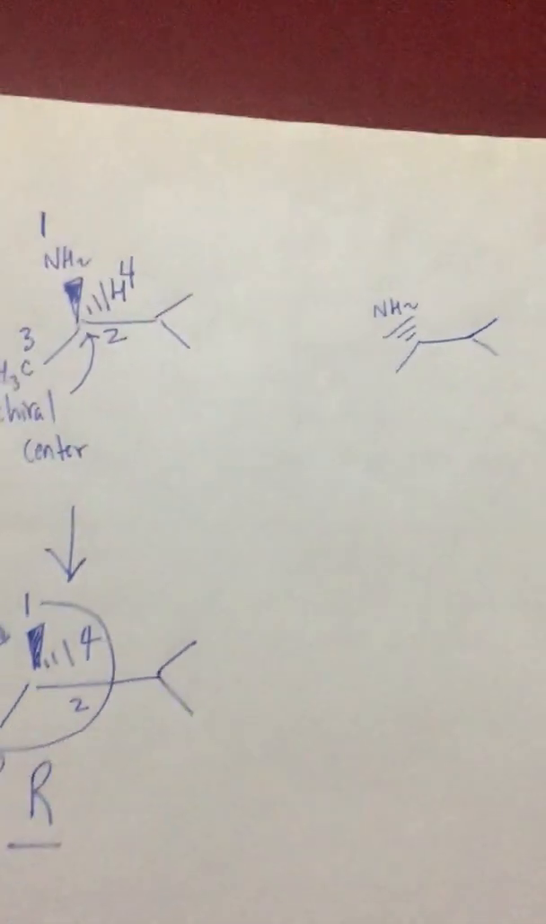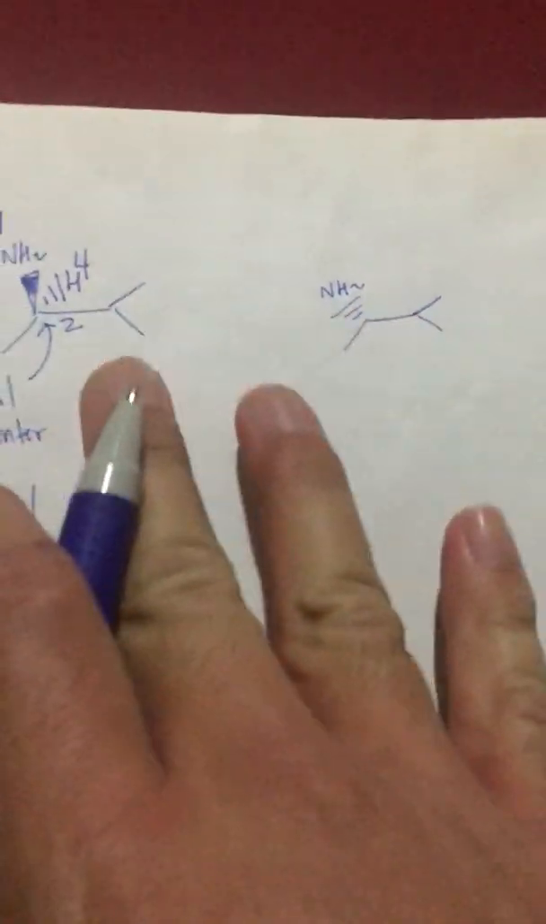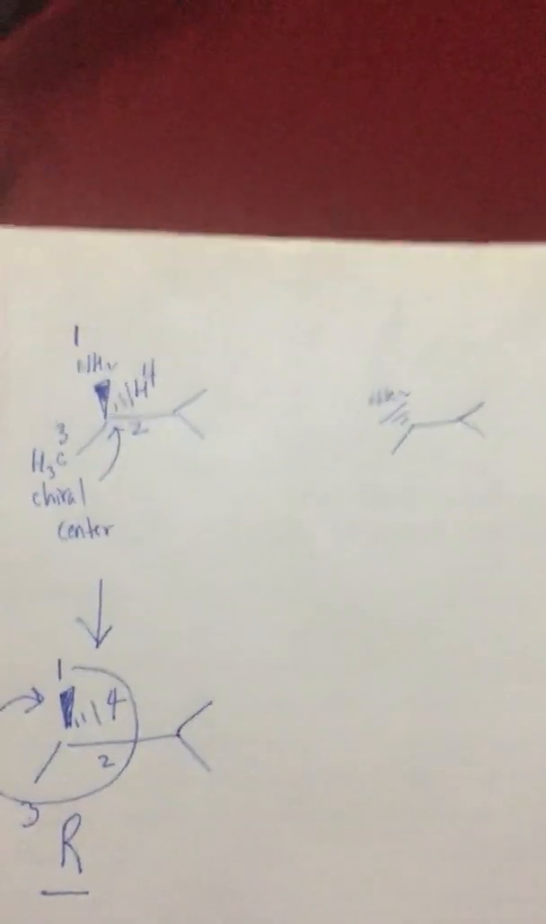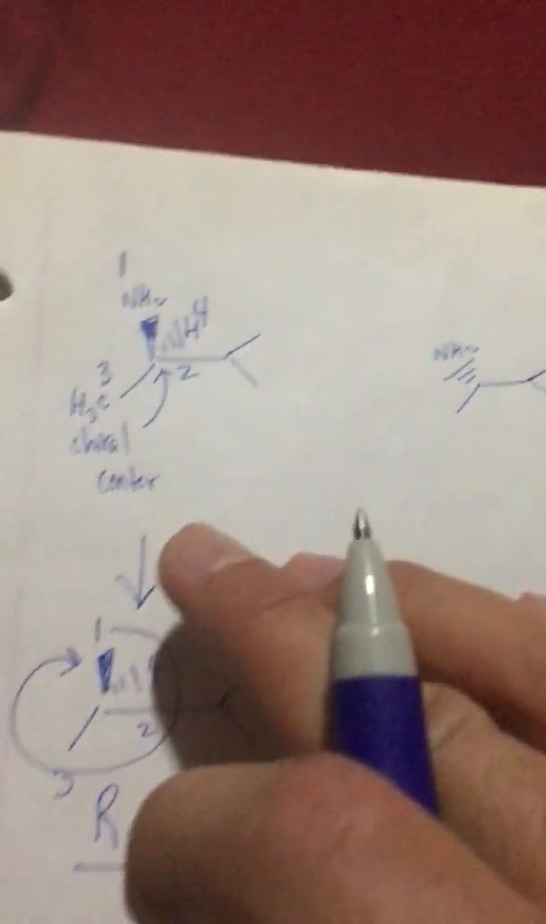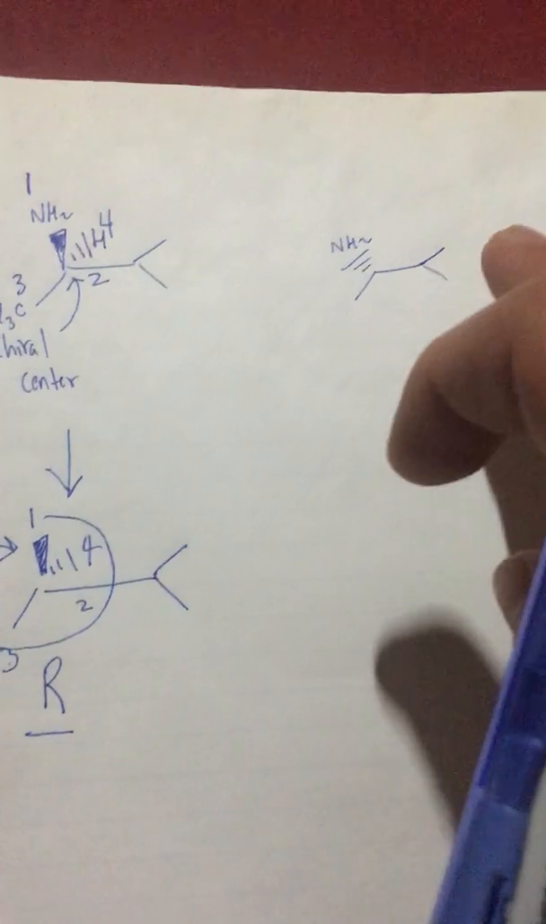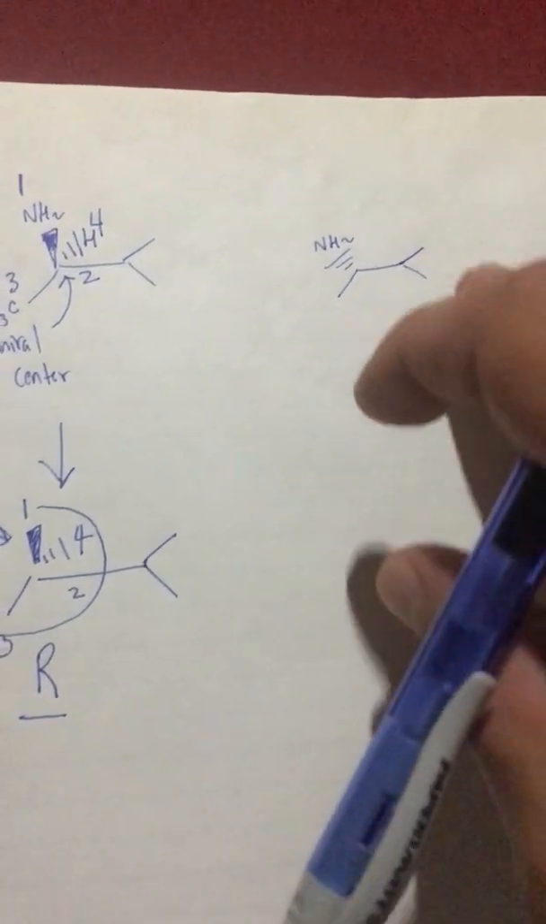Ready? Here's the second one. Okay, so this is the same problem, okay? We're just doing this one. So we want to determine if they are enantiomers. Remember, if they are enantiomers, that means they are mirror images. So that means that if this one's R, then this has to be S for it to be an enantiomer.